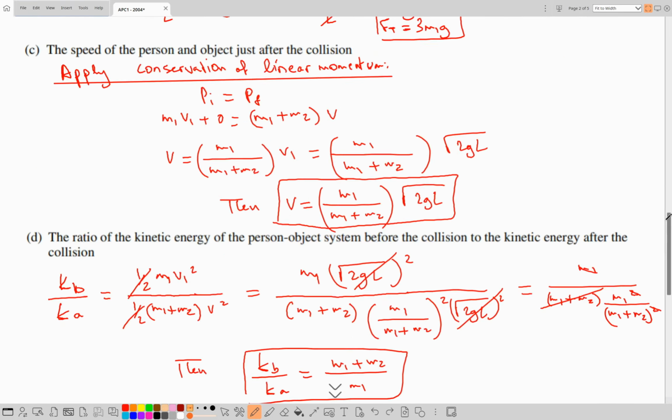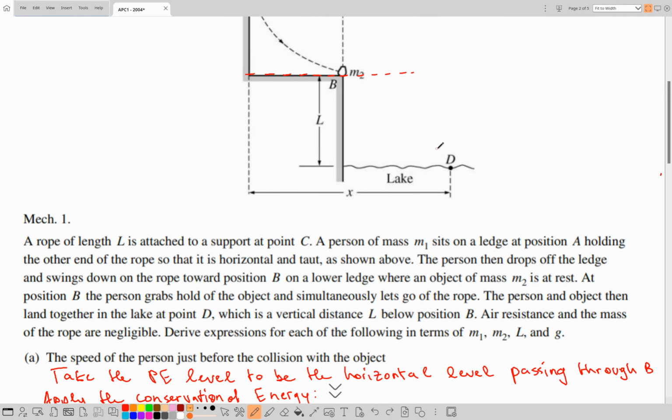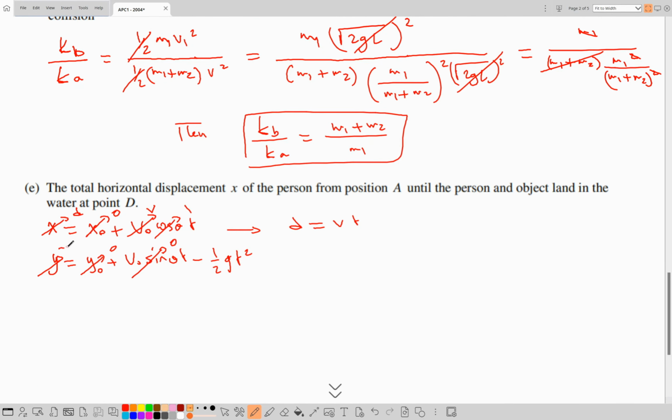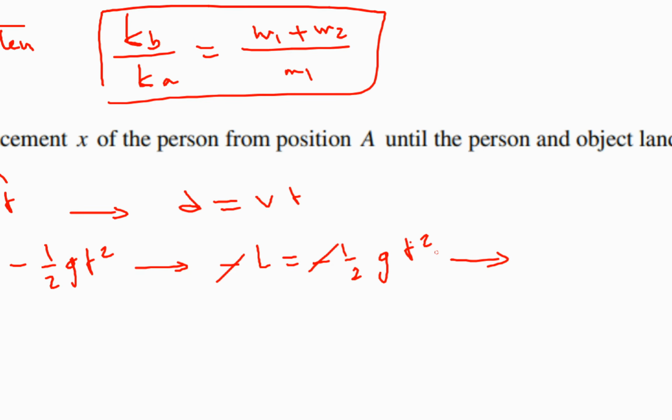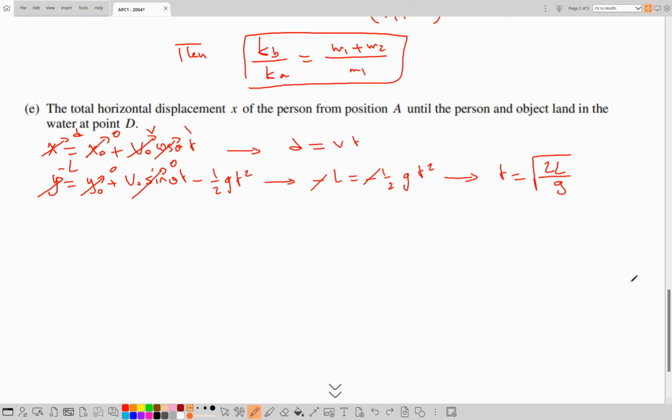Why? If the positive direction is up, then the vertical position at the point D would be negative L, which means that negative L equals minus half g t squared. Now minus cancels with minus, and if we solve for t, if we isolate t, then t is given by the radical of 2L divided by g. Now we're going to replace this t in the distance d, but that would not be our final answer because we need to add the horizontal distance L.